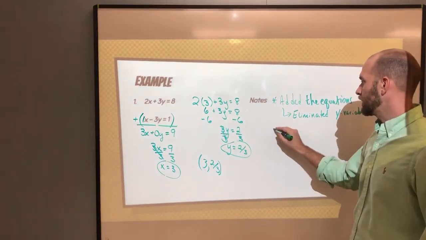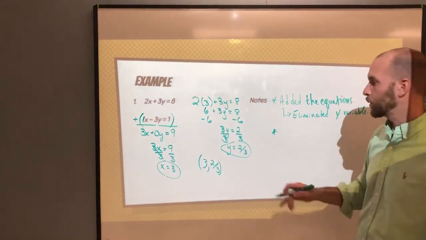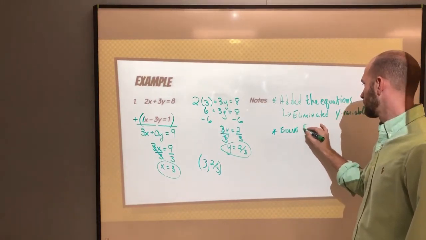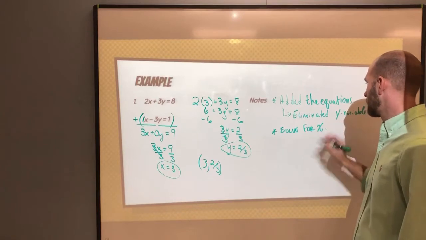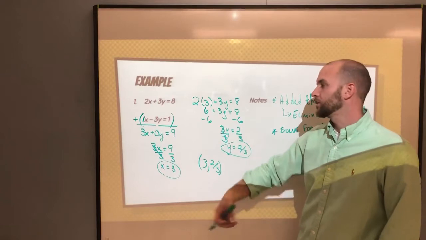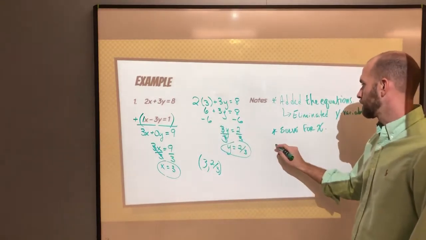Next thing we did is we solved for x, since that was the only variable we had left. After we solved for x, what did we do? We took that value and we substituted it into an original equation.